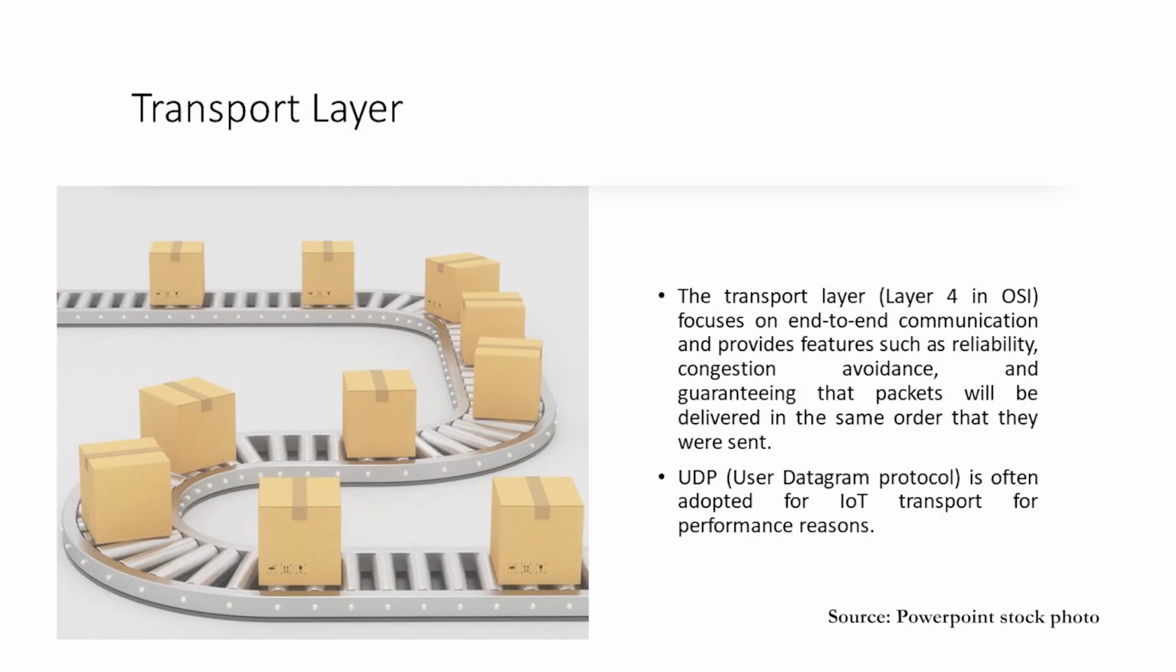The transport layer focuses on end-to-end communication, and it provides features such as reliability, congestion avoidance, and guaranteeing that packets will be delivered in the same order that they were sent. Okay. So, it is about end-to-end communication, reducing congestion in the network, reliability, and guaranteeing that packets sent in a certain order are delivered in the same order. For this we again use different protocols. One of them is UDP, or User Datagram Protocol. It is used for IoT transport for performance reasons.